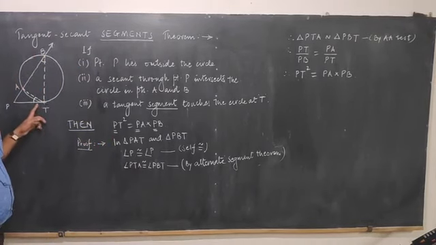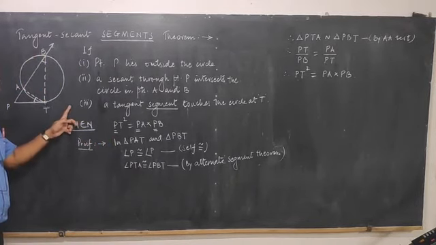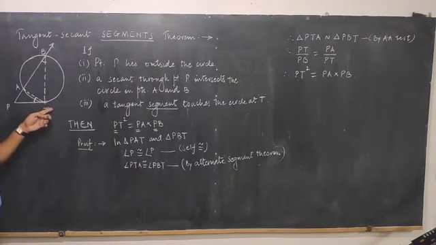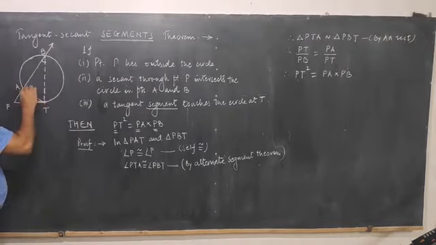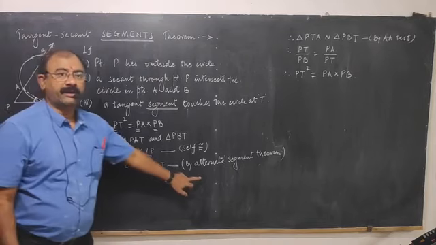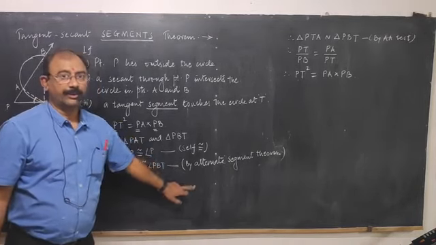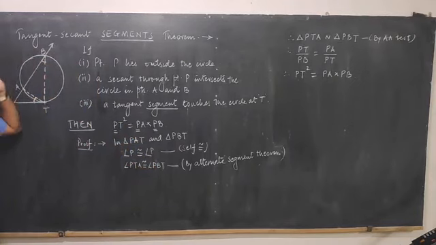The tangent secant theorem says that the angle between the tangent and the secant drawn through its point of contact, that has to be highlighted, point of contact, that angle is congruent to the angle inscribed in the arc other than the intercepted arc. So intercepted arc is this, and this is the remaining arc. So this angle is congruent to this angle, which is also called alternate segment theorem.